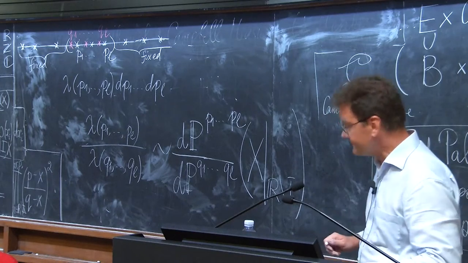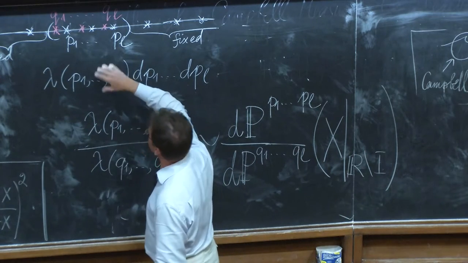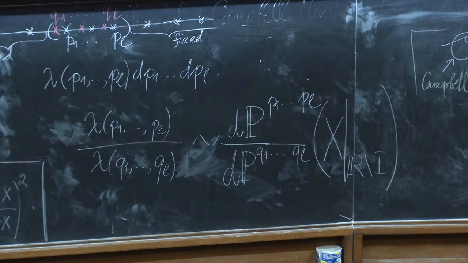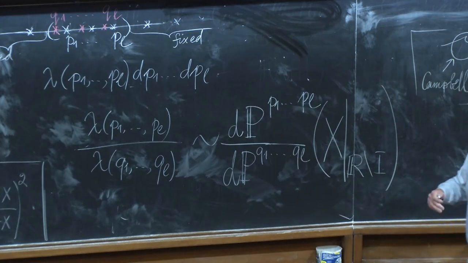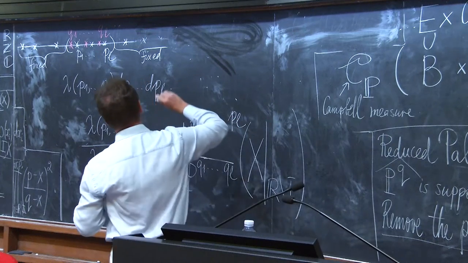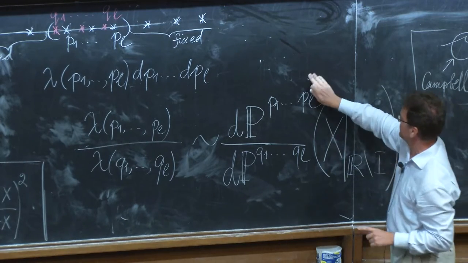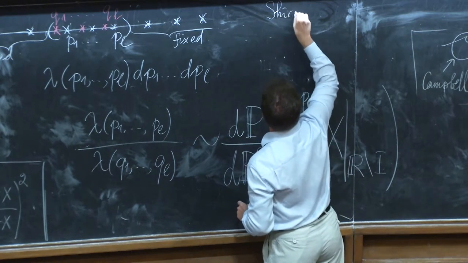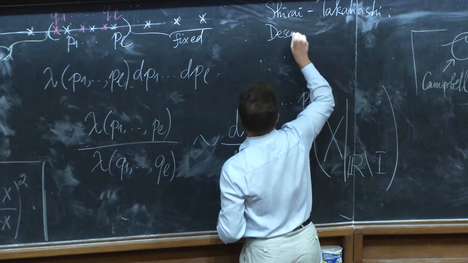Fixing this and moving this is similar to fixing the p's, and then fixing the q's and taking the ratio. It's very instructive to check this equality for finite sets. Even for finite sets, it's not difficult, but it gives an idea of what happens here. So in fact, the main step in the proof is precisely the computation of this equivalence of Palm measures, which uses the description of Palm measures of such processes, which is due again to Shirai and Takahashi, who gave a description of Palm measures for determinantal processes.